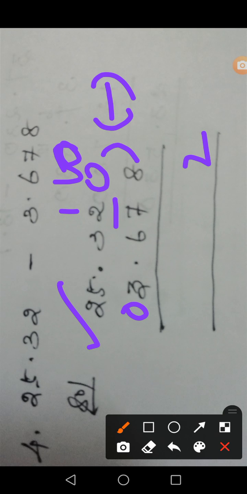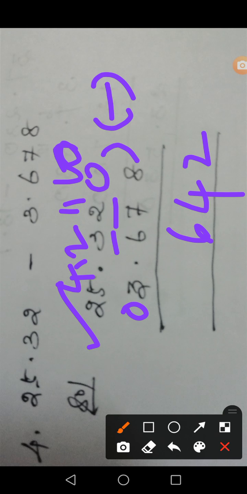1 minus 7 is impossible. Again you borrow, this becomes 2, this becomes 11. 11 minus 7 is 4. 2 minus 6 is impossible. You borrow again, this becomes 12, this becomes 4. 12 minus 6 is 6. 4 minus 3 is 1. And 2 as well. So we get 21.642.